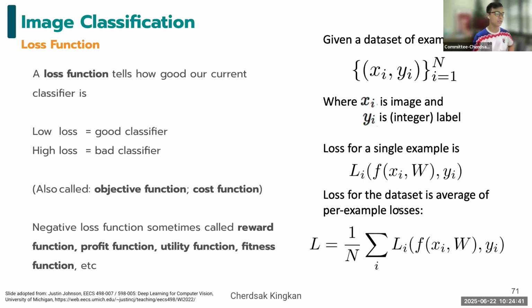So the loss function for the whole data set is the average of the per-sample losses. All right. So let's say that we have 50,000 images in our training sample, and we feed this into the linear classifier. For each and every image, we calculate the loss, and then we average all of those losses so that we get the loss of the total data set. All right. So that's how we calculate the loss.